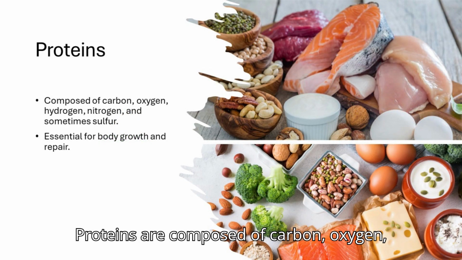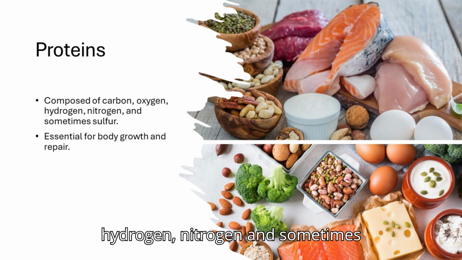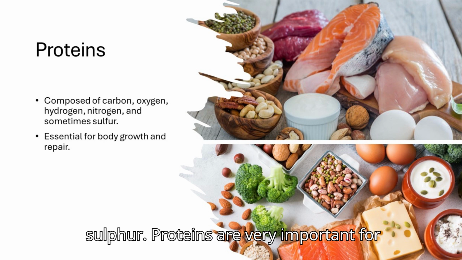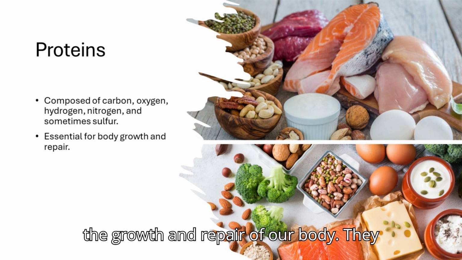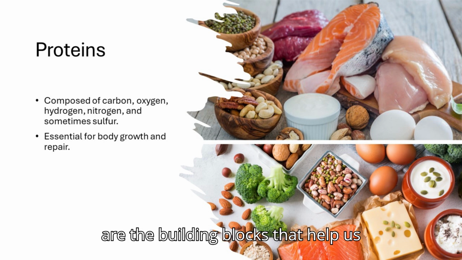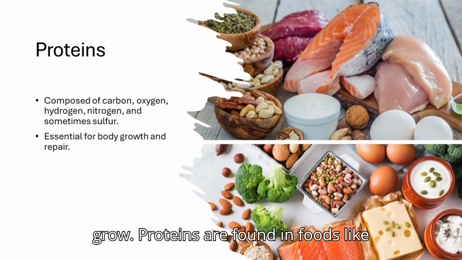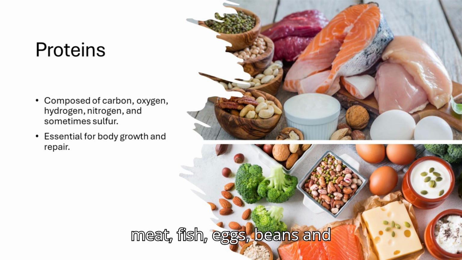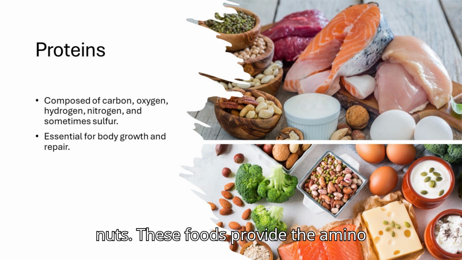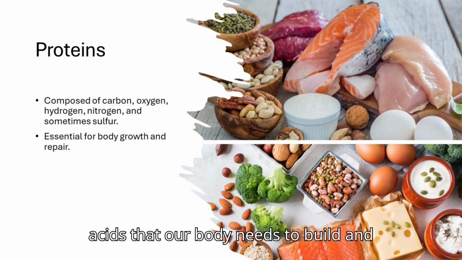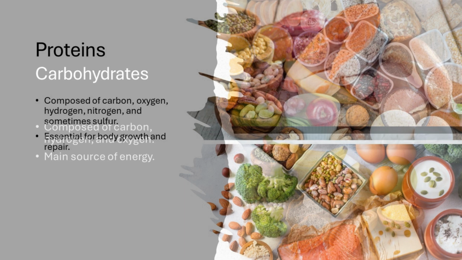Proteins are composed of carbon, oxygen, hydrogen, nitrogen, and sometimes sulfur. Proteins are very important for the growth and repair of our body. They are the building blocks that help us grow. Proteins are found in foods like meat, fish, eggs, beans, and nuts. These foods provide the amino acids that our body needs to build and repair tissues.